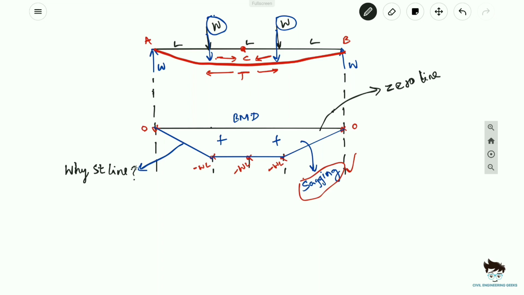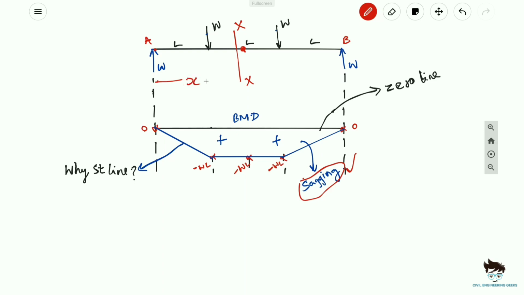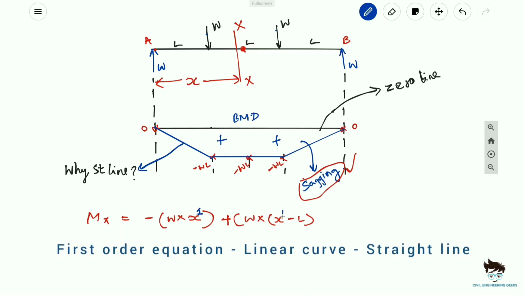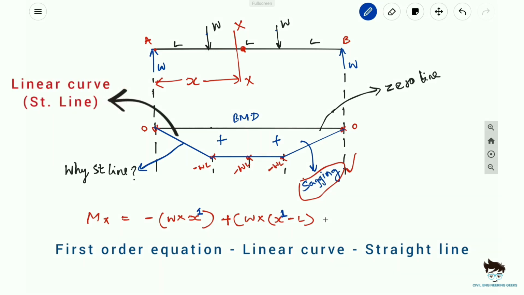And the last doubt is why we are not joining the points in a curved pattern. To understand this better, we need a little mathematical equation. When we write the moment equation, considering a section from the left support, that is A, we will get Mx equal to minus W times x plus W times (x minus L). Now it is evident that the equation is a first order equation, that is x to the power 1, and it shows the curve is linear, because when we have a first order equation we know that it is a linear curve, and that is exactly why we connect the points in a linear pattern, that is, a straight line.